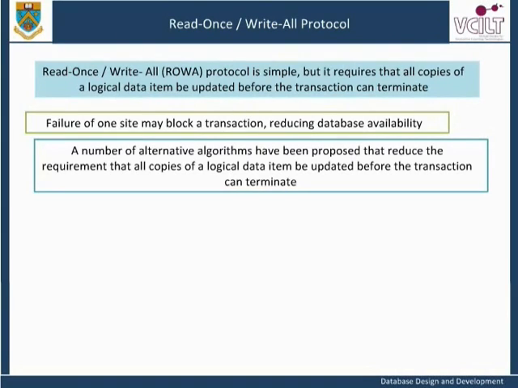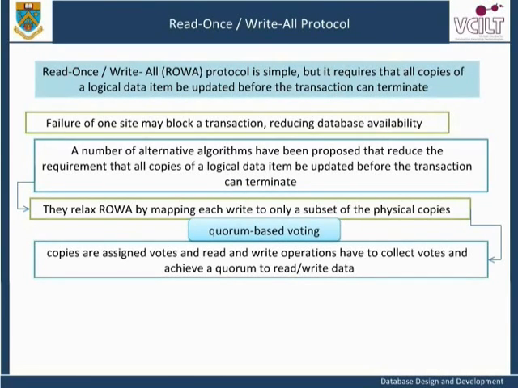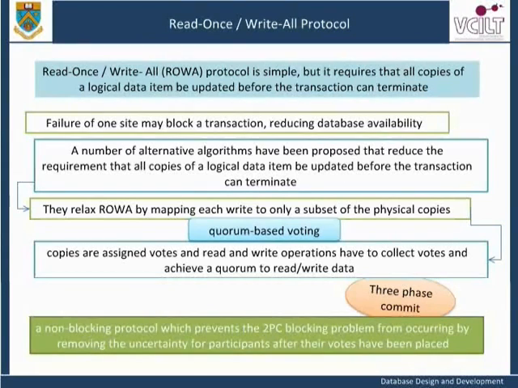A number of alternative algorithms have been proposed that reduce the requirement that all copies of a logical data item be updated before the transaction can terminate. They relax ROWA by mapping each write to only a subset of the physical copies. One well-known approach is quorum-based voting, where copies are assigned votes, and read and write operations have to collect votes and achieve a quorum to read or write data. Three-phase commit is a non-blocking protocol which prevents the 2PC blocking problem from occurring by removing the uncertainty for participants after their votes have been placed.